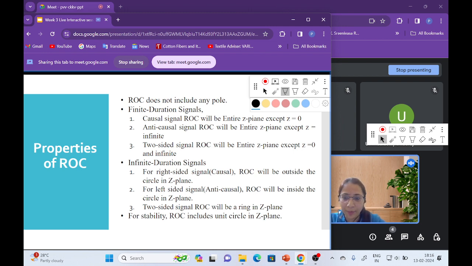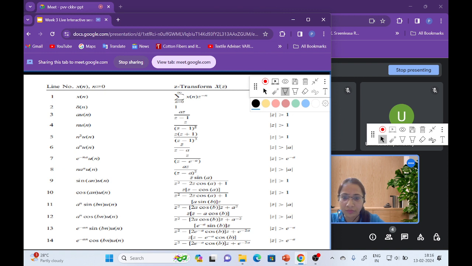I am just recapitulating here. Okay. So what are the Z transforms of different signals? Here we will use these formulas and these Z transforms while solving our assignment problems or questions. The signal x of n, Z transform is represented by the sum from n equal to 0 to infinity of x of n z to the power minus n, and the Z transform of the delta function is always 1.